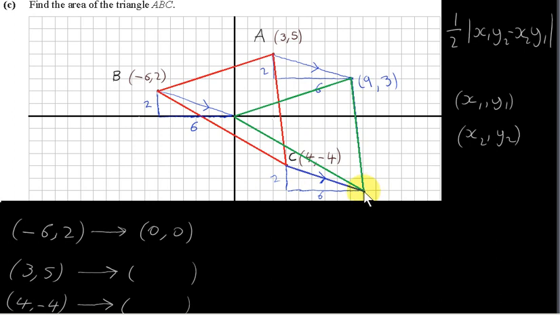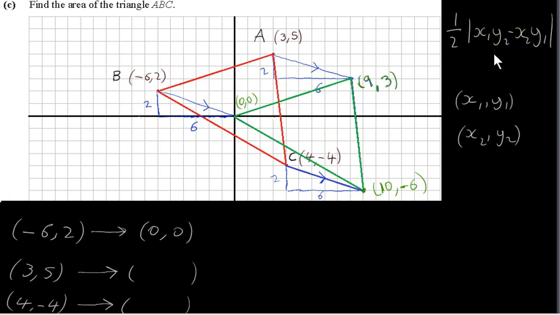So what are the coordinates of this point here? Well, we can just read them off, or work with these values. The x value of point C is increased by 6. 6 plus 4 is 10. The y value minus 4 is decreased by 2 units. We go down 2 units, so we're down at minus 6. So we have this new triangle, this green triangle. One of its coordinates is at the origin.